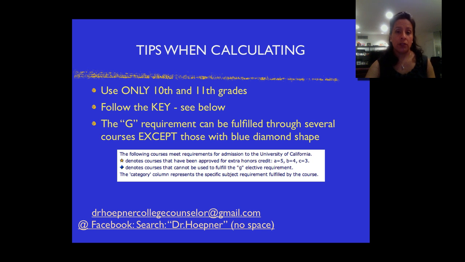Also, be sure you're only using grades from sophomore and junior year. You want to follow the key. The key is in the approved list, and this is, again, just something I took straight from that approved list, just so you can see it here. And just remember that the G requirement can be fulfilled through several ways, except the courses that have the blue diamond shape denotation. So if a course has this blue diamond, it means it can only be used in that category. For example, if it has a blue diamond in the English subject area, that means it can only be used for English. Okay, so you'll see and you'll get the hang of it once you look at your own approved list.